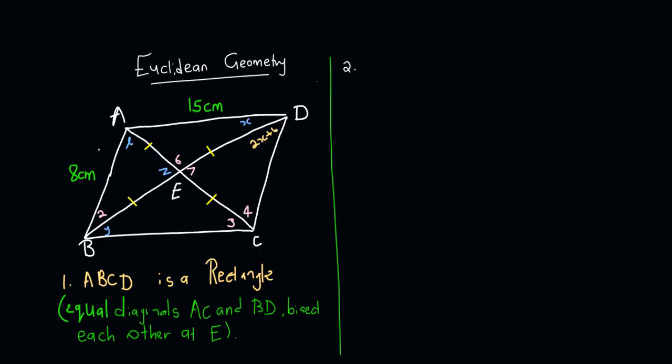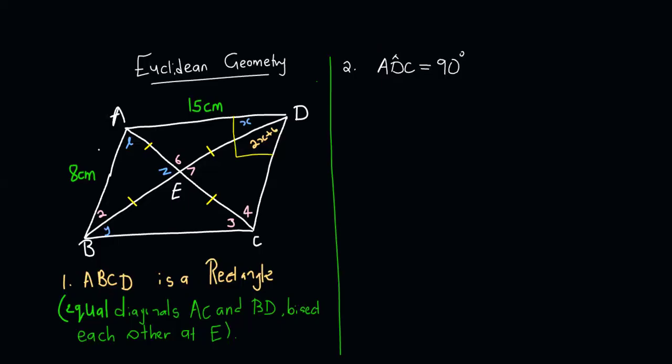You're going to say angle ADC is equal to 90 degrees. Why am I saying angle ADC is equal to 90 degrees? When I'm talking about ADC, you start at A, you go to D, you go to C. So this angle right here is equal to 90 degrees. Why is it equal to 90 degrees? It's because those are angles in a rectangle.